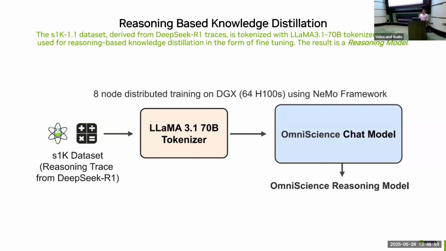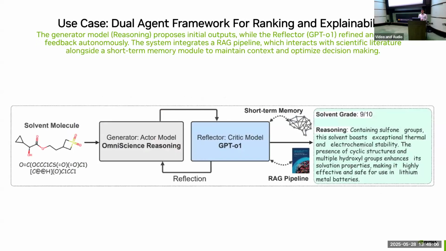And so in this way, we can piggyback off these larger models that already know how to do this complex reasoning step and just take their data directly and do another supervised fine-tuning of our model. And so the output here is the Omniscience reasoning model.